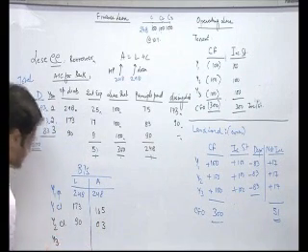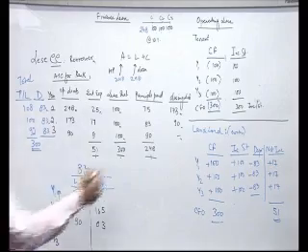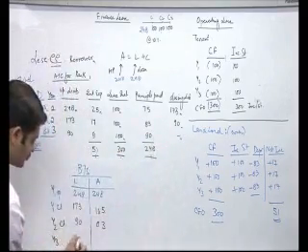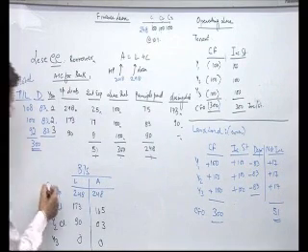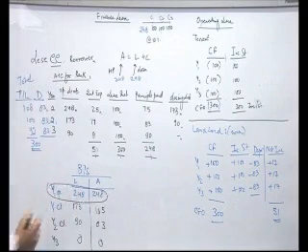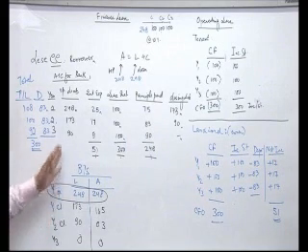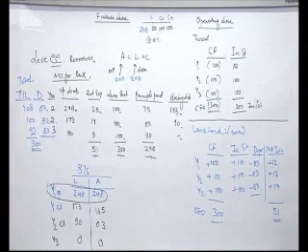At the end of year 3, how much is my liability? 0. How much is my asset? Fully depreciated, equal to 0. Okay, so it is only here that my assets are going to be equal to liability, otherwise these will be unequal.